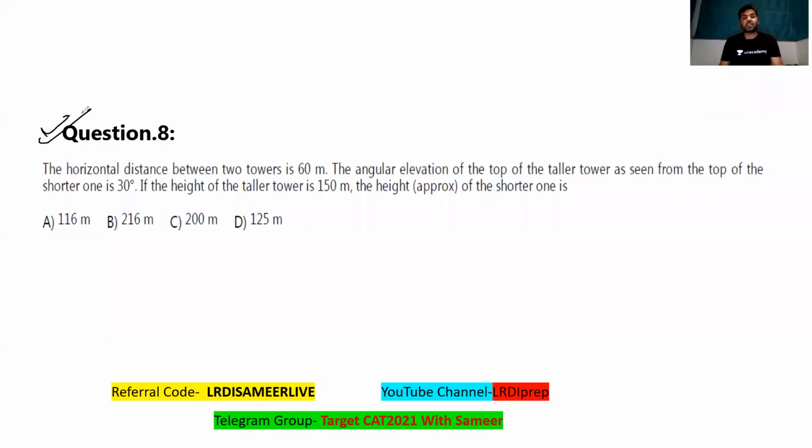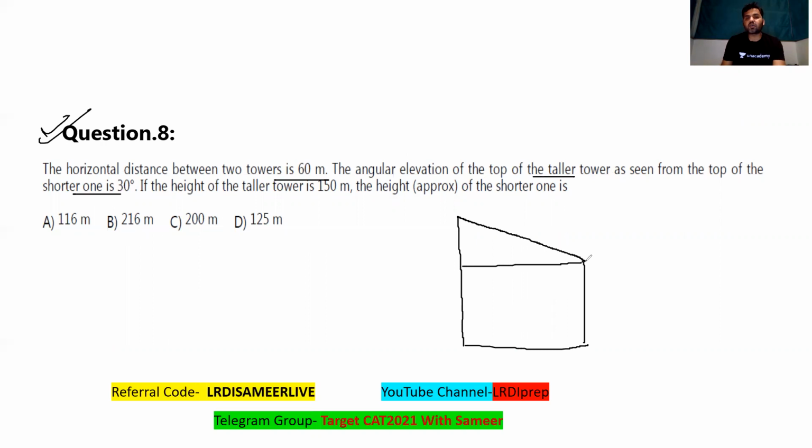So, guys, question number 8 is from the height and distance topic of trigonometry. It says the horizontal distance between two towers is 60 meter. The angular elevation of the top of the taller tower as seen from the top of the shorter one is 30 degree. So we have two towers, right? One is a large one and one is a smaller one, right? And the angular elevation of the top of the taller tower as seen from the top of the shorter one is 30 degrees. So this angle is given to you as 30 degree.